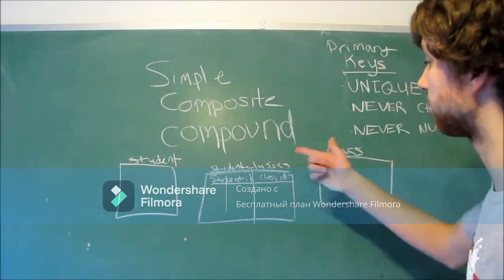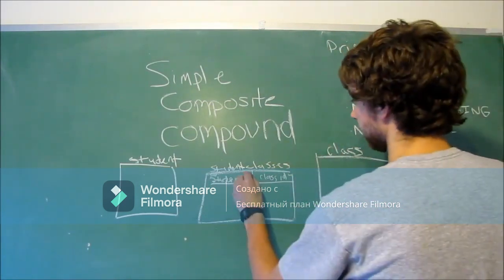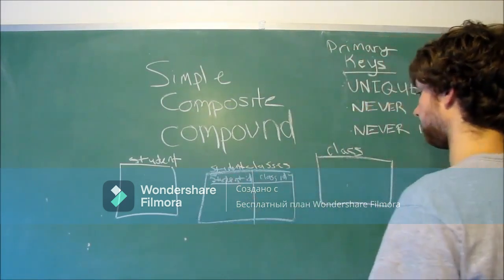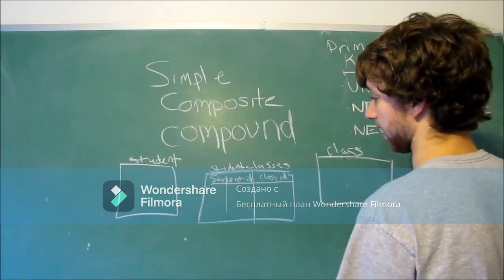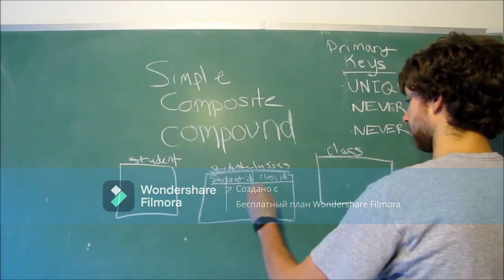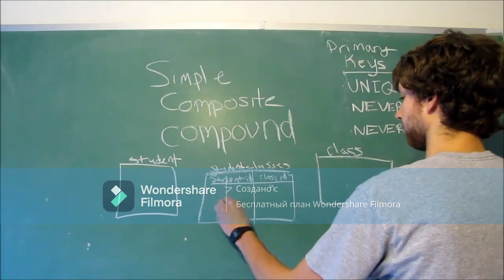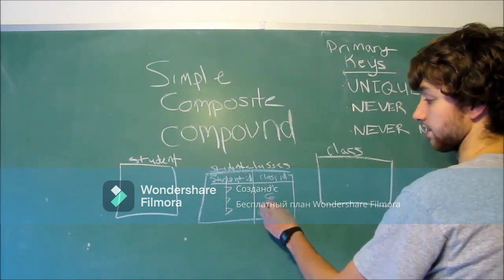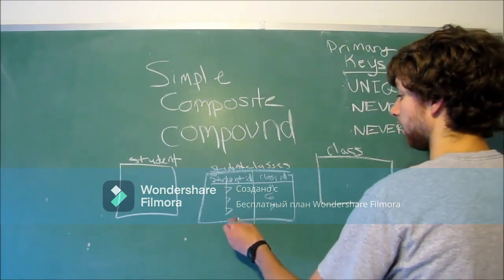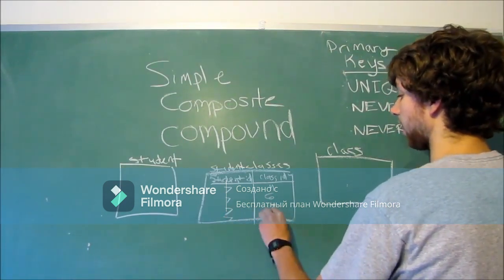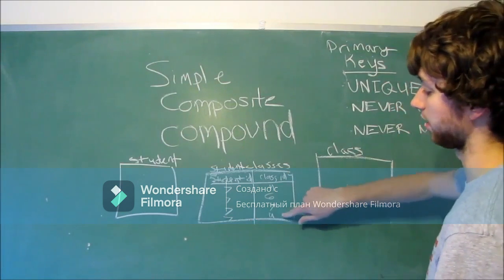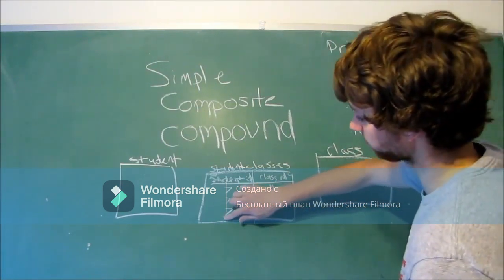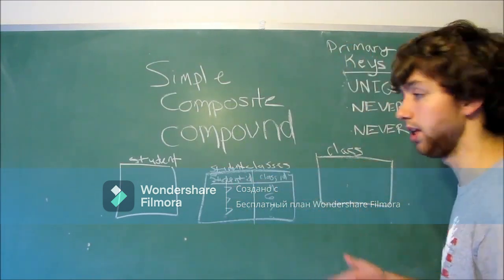Now, this combination between student ID and class ID must be unique. So let's say we have the values 7 and 4, 7 and 6, 7 and 7, that would work. But if we had something like 7 and 4 again, we would get an error because that's already in there, and that's not going to work out so well. So the combination has to be unique.